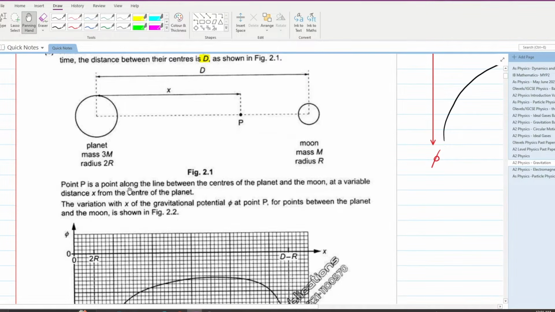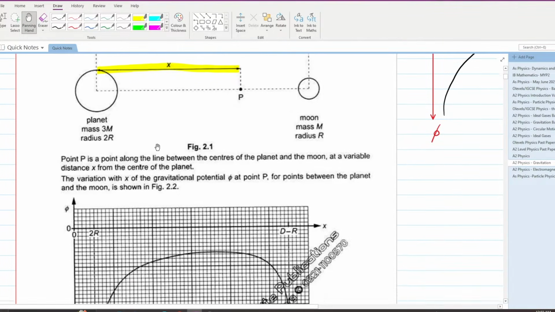A point P is a point along the line between the centers of the planet and the moon. Okay, there is a point P that is a point along the line between the centers, at a variable distance x from the center of the planet. Okay, this distance x, dear, is the distance from the center of the planet, not from the moon. Okay. Let's study forward.